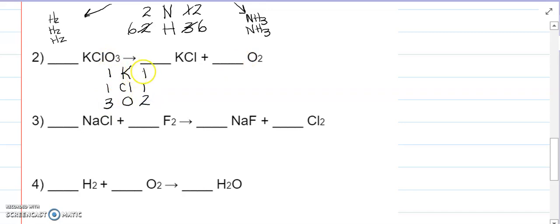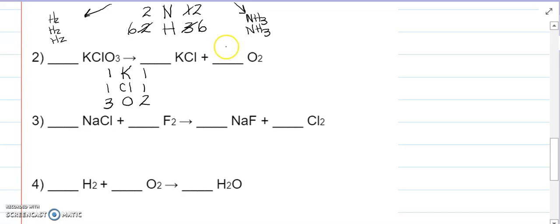Well, if my potassium is balanced and my chlorine is balanced, but my oxygen isn't, I'm going to have to use a common multiple to make these two numbers the same. And a common multiple between 2 and 3 would be 6. That way I can have the same number on both sides of the equation.